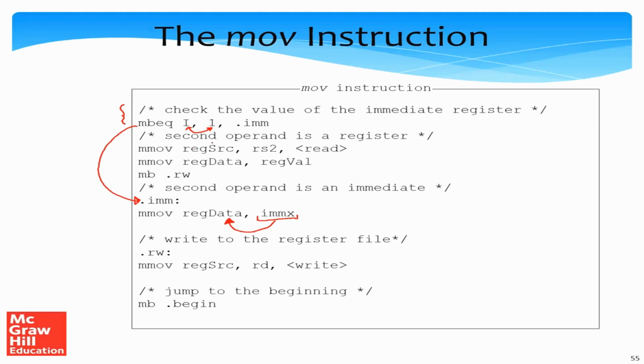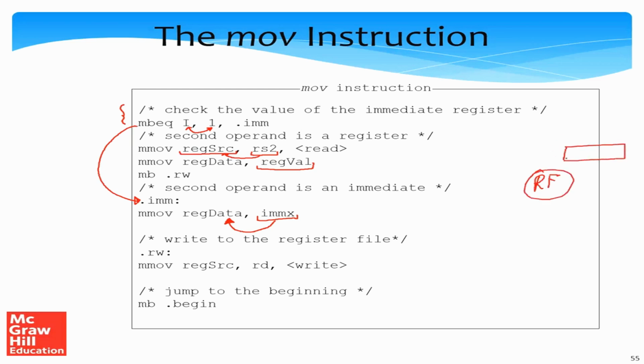Otherwise, the second operand is a register, right, because the immediate is 0. So what we do is that we read the contents of rs2 and transfer it to reg source, and simultaneously we also send the read command on the bus. So it initiates a register file read, and the results of the read are stored in the regval micro register, right? So this is the register file.